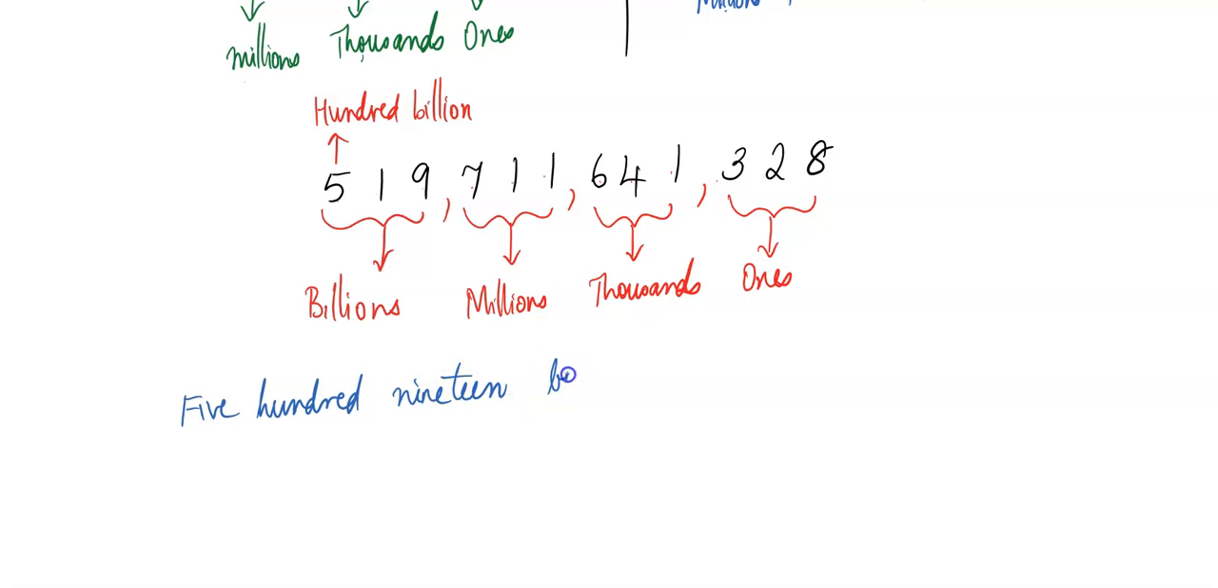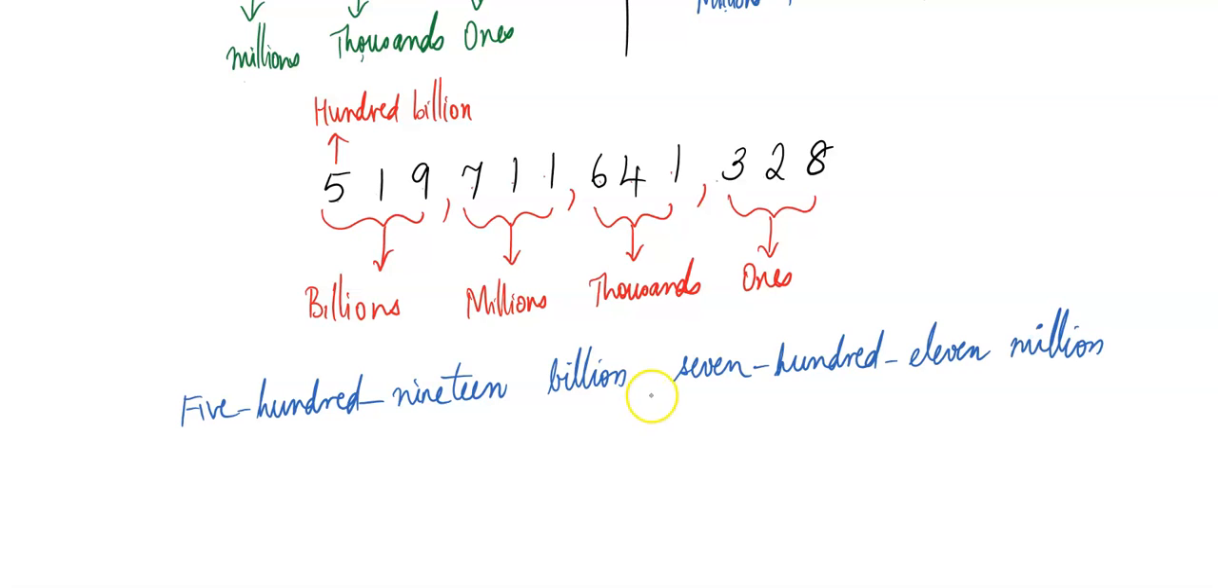So I will say 519 billion, 7... So you can just put the dash there. 111 million. It was a mouthful, so you can imagine it's going to be really long to even write it out. It always helps to keep that comma to maintain that too. So you can put the comma there. 641,000.